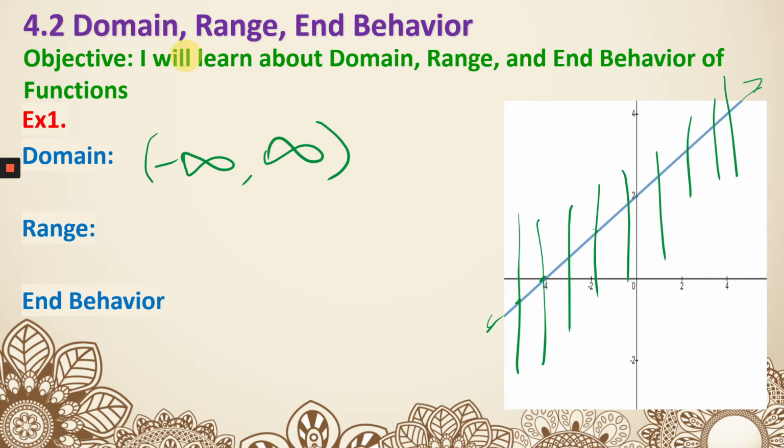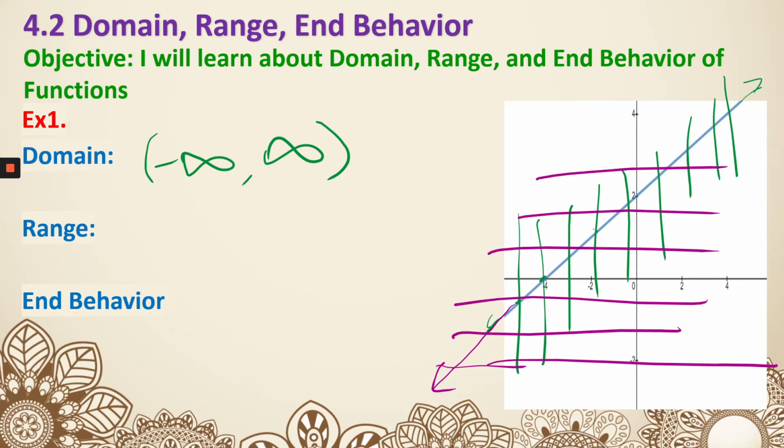Range. For range, I prefer to draw some horizontal lines. And again, if I draw a line there, it looks like it's not touching, but if I actually extend the graph, it is going to cross the graph. So I'm going to draw a bunch of horizontal lines, and I can see, oh, I'm actually hitting the graph. So it's from negative infinity to positive infinity again. And that's why for domain it's important to know it's from left to right, and for range it's important to know it's from bottom to top.